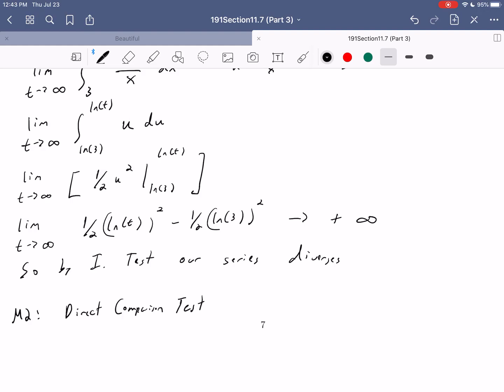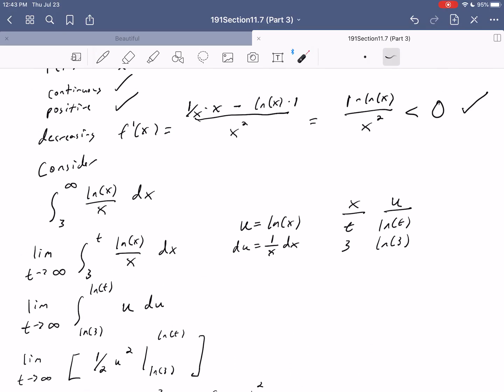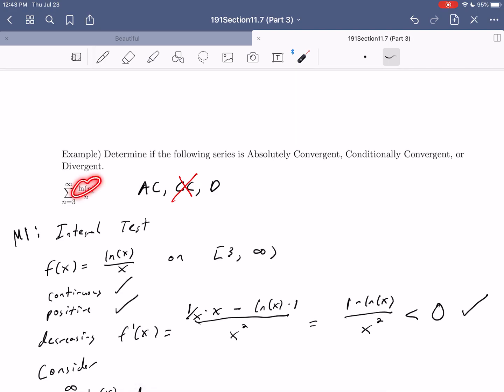Why a direct comparison test? Well, keep in mind that the sum of 1 over n diverges as a p-series. Right? If we just had 1 over n, it would diverge. But remember, we had ln of n over n, which means that our numerator was just getting larger and larger. So it wasn't just 1, it was getting larger and larger.